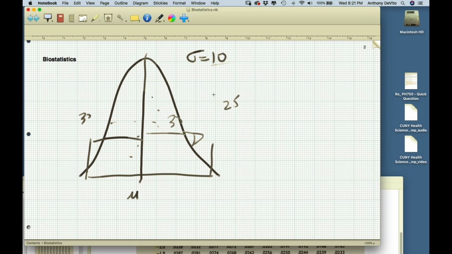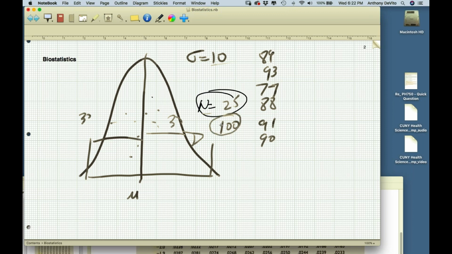Okay, let's say that I take a sample size of 25. Let's say I don't take that sample once. Let's say I take that sample 100 times. I sample 25 people. I get a number. The number's 89. Sample another 25 people. Get a number. Sample another 25 people. Get a number. Let's say I do that 100 times.